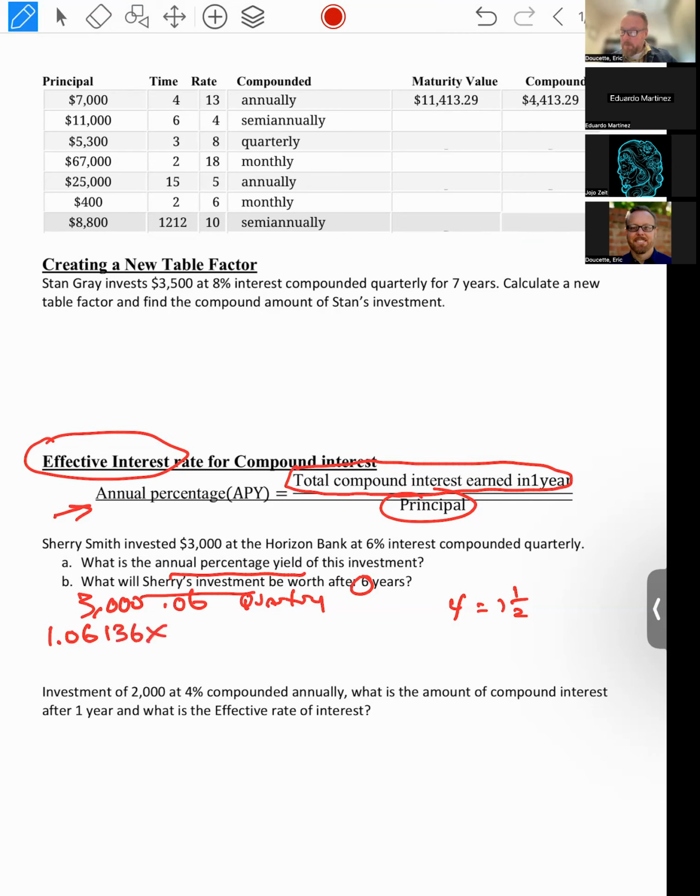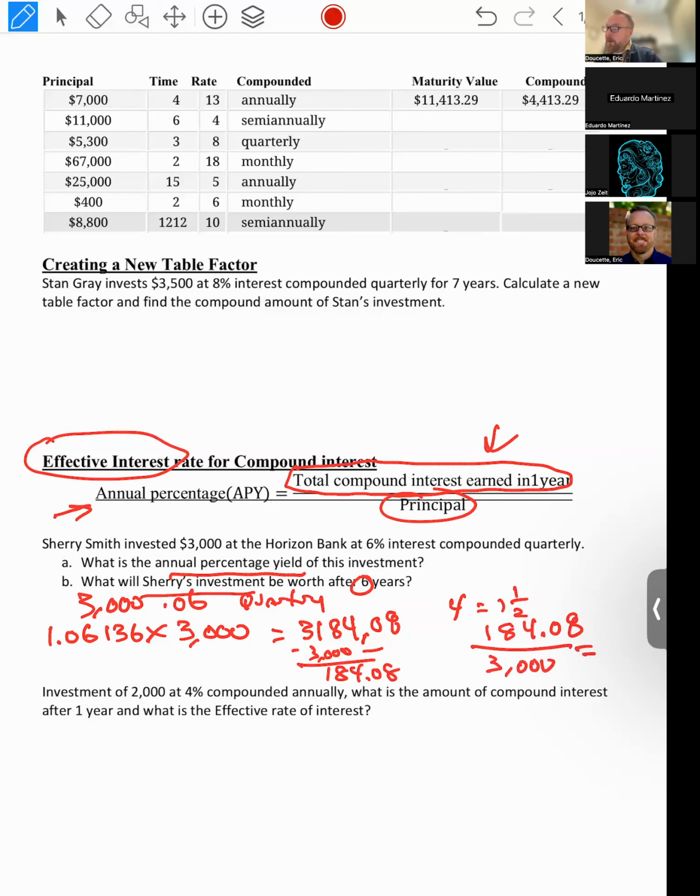Gives me a table factor of 1.06136. And if I multiply that by the initial investment of 3,000, 1.06136 times the 3,000 equals. So my total investment is going to be worth $3,184.08. But I need to figure out how much interest I earned in year 1. So I need to subtract that. So 3,184.08 minus the 3,000 of the original investment came out to 184.08. So that's how much interest I earned divided by the principal, 3,000.